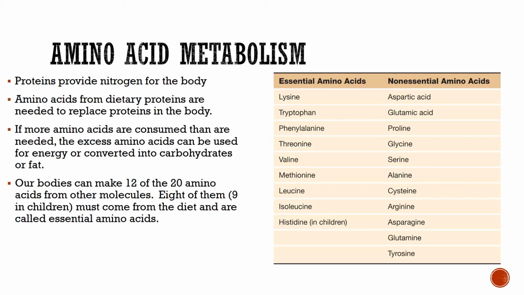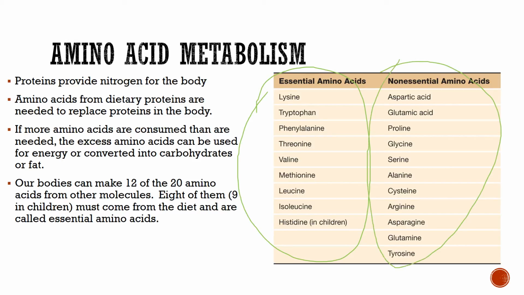Our bodies can make 12 of the 20 amino acids from other molecules, and these are termed non-essential amino acids. The essential amino acids are the ones that our body does not generate, so we term those essential. You can see in this table on the right the essential amino acids that we need to obtain from diet, and the non-essential amino acids that we are able to produce.